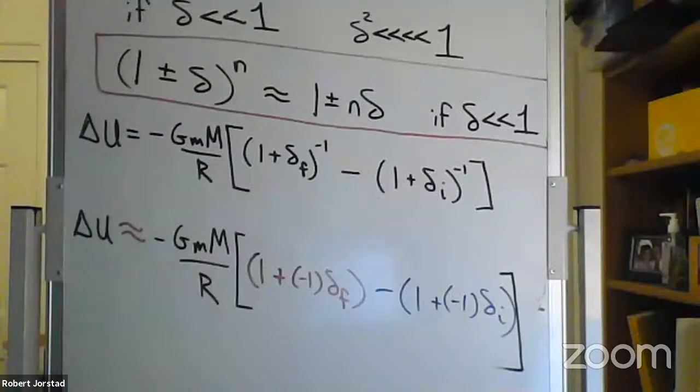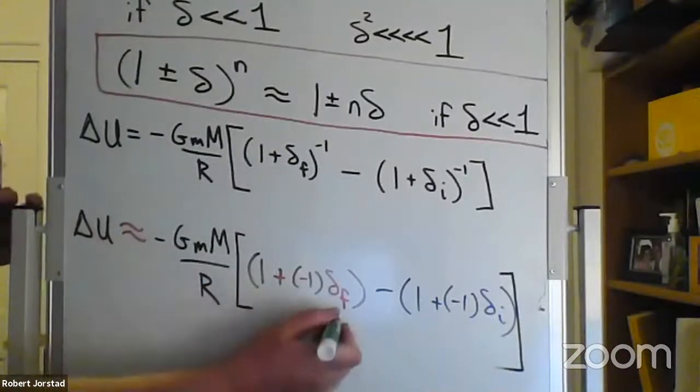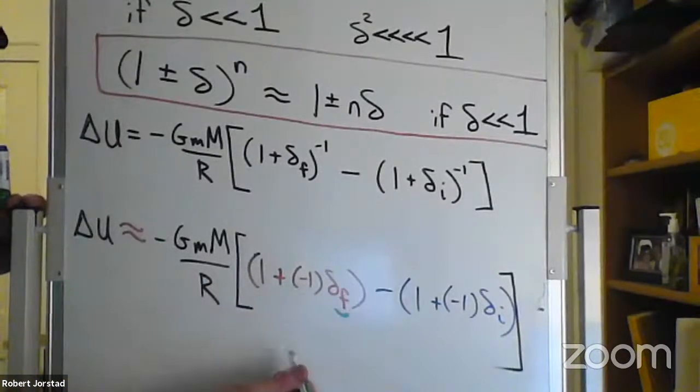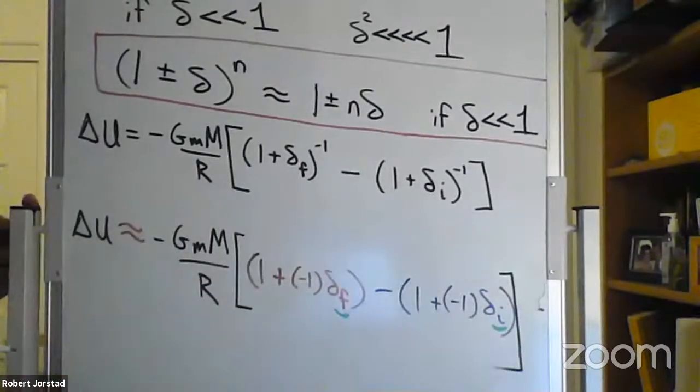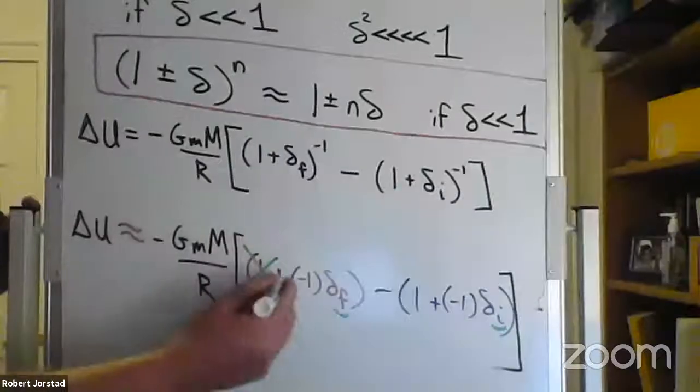What cancels out? Look carefully. Some of it does, but not all of it. This is a delta final. That's a delta initial. Are those going to cancel out? No. What about the ones? Yes. The ones drop out.